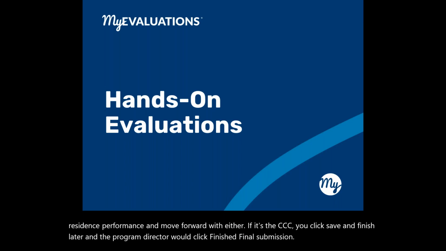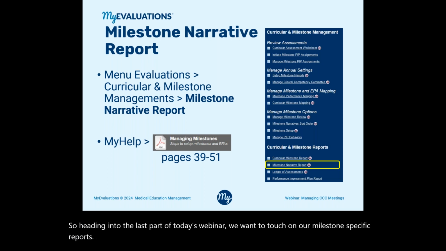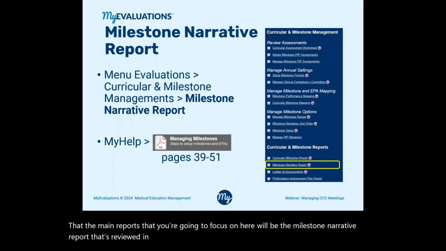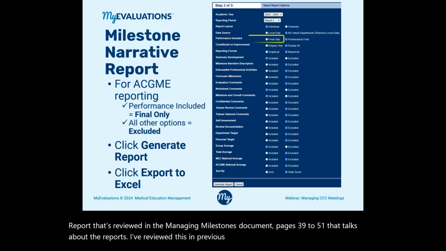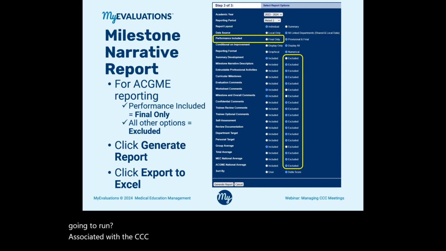So heading into the last part of today's webinar, we want to touch on our milestone-specific reports. The main reports that you're going to focus on here will be the milestone narrative report. That's reviewed in the Managing Milestones document, pages 39 to 51. That talks about the reports. I've reviewed this in previous webinars as well, but the report that you're going to run associated with the CCC meeting will be a milestone narrative report.